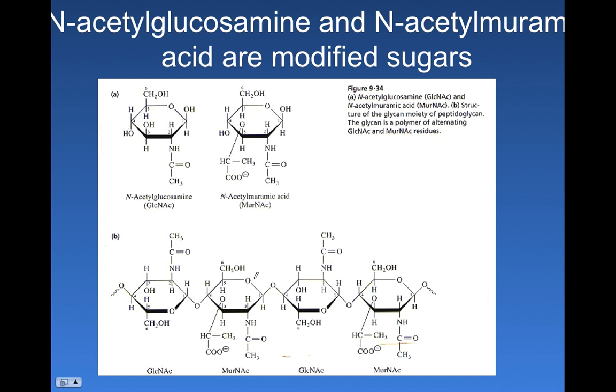Here's our NAM, right? And here's our NAG. And all they are is really glucoses that have been modified to have either amide groups on them or amide groups plus a carboxylic acid. It's not important that you know the structure of NAM-NAG polymer, but it's pretty much a modified glucose. And we can figure out that these are 1,4 linkages between the NAM and the NAG, and these are beta 1,4 linkages because the oxygen that's bridging is on the same side as the sixth carbon.